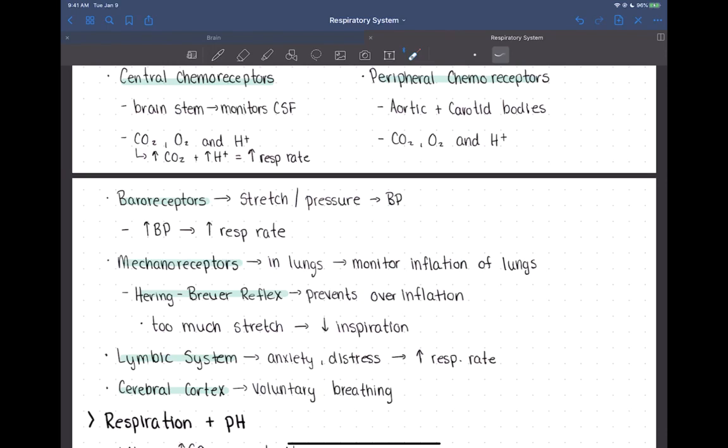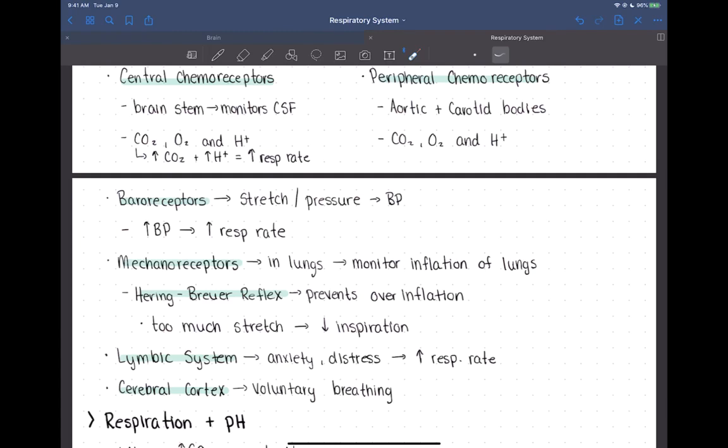We've also talked about baroreceptors before. These are those same baroreceptors, which detect stretch or pressure on blood vessels, so that would essentially be blood pressure. Respiratory rate responds to blood pressure. As your blood pressure increases, your respiratory rate will also increase to get more oxygen to the tissues, because that increase in pressure indicates you're pushing more blood to the tissues.